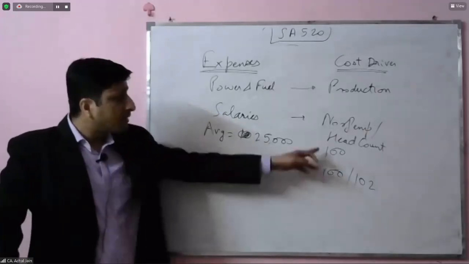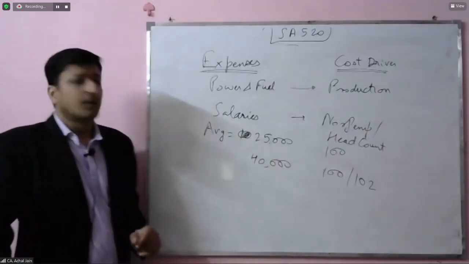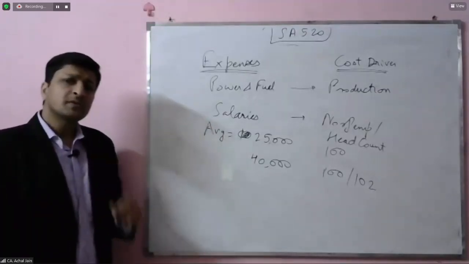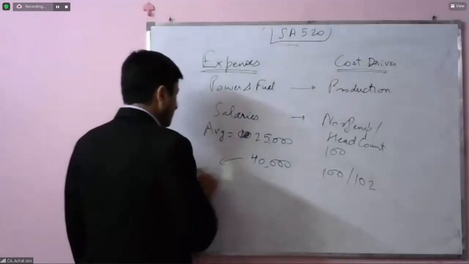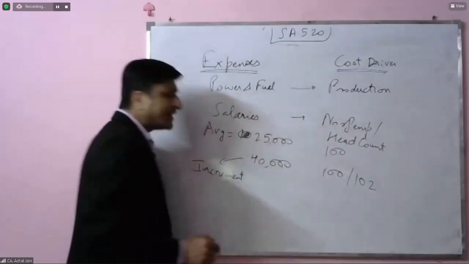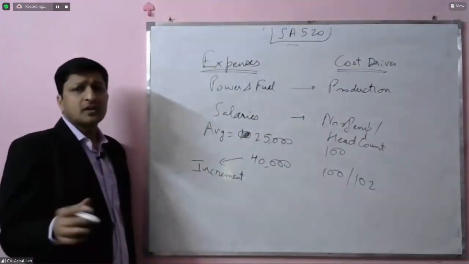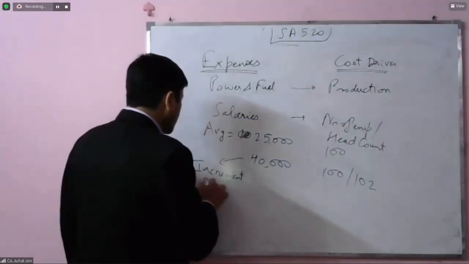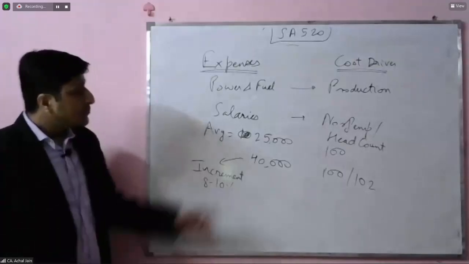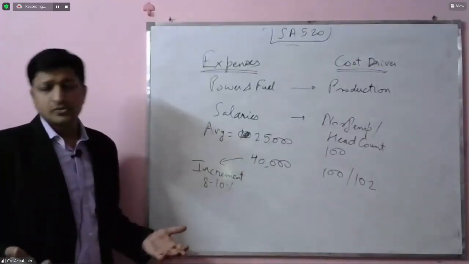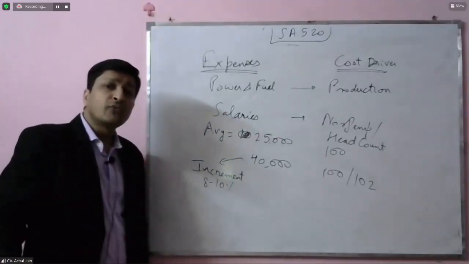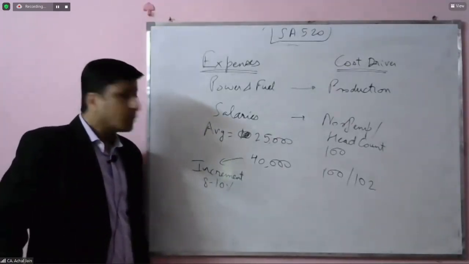If we say that the number of employees has not changed, it has remained the same, but the average salary has gone up, how is it possible? One could be because of increments. But when it comes to increments, the policy of the company is to have increments of around 8 to 10%, because of which this average salary should have become, say, 28,000 or 27,000. But this has jumped to 40,000. So what could be the reason for this?